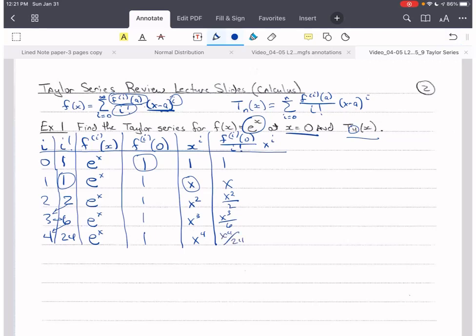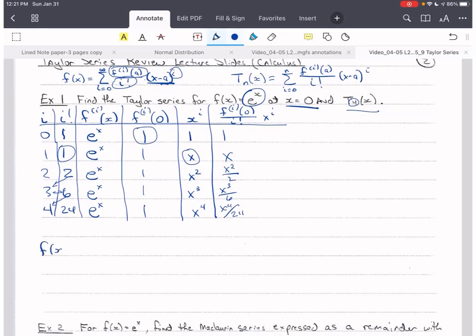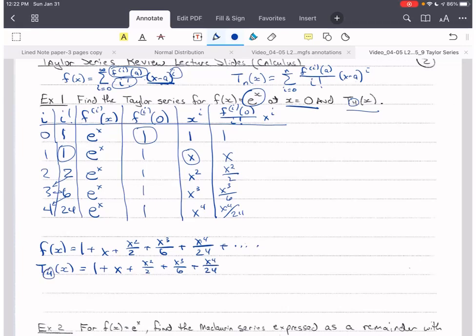All right. So now I can write both answers. f of x is equal to 1 plus x plus x squared over 2 plus x cubed over 6 plus x to the 4th over 24 plus and so on. You just need to keep doing this until you can see the pattern, and it's pretty clear what the pattern is. Now I want T4 of x, and that is simply going to be what I've written above: 1 plus x plus x squared over 2 plus x cubed over 6 plus x to the 4th over 24, period, because I'm ending after 4.